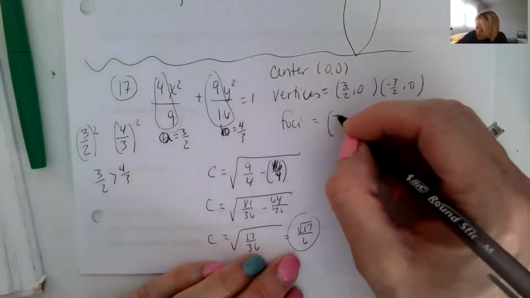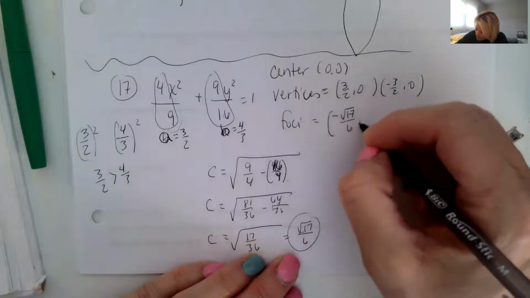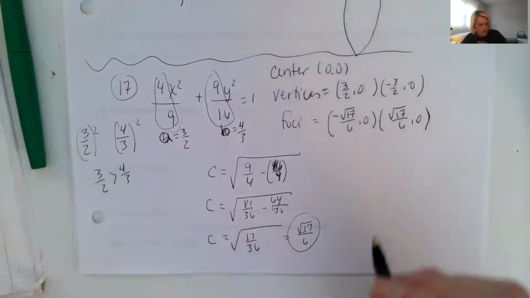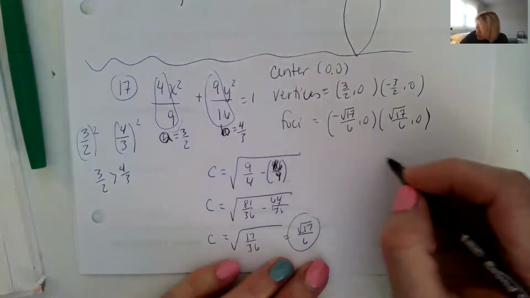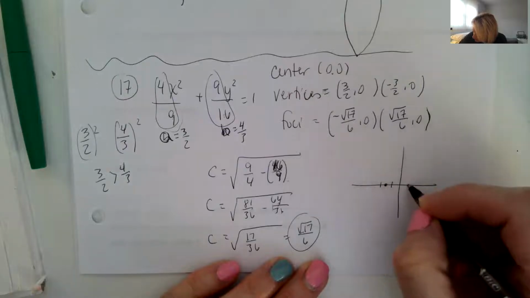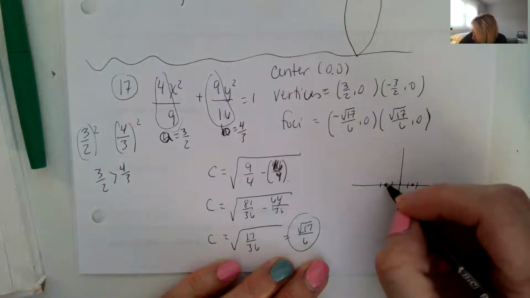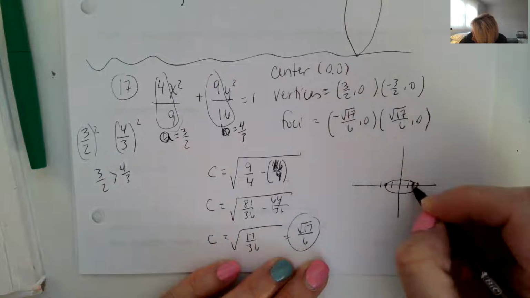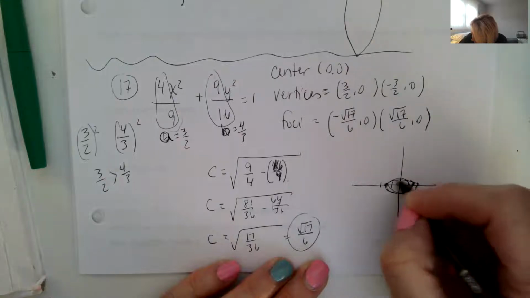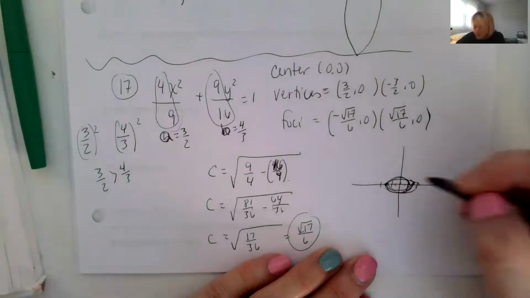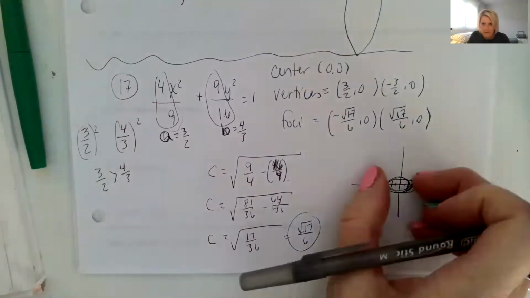So our foci are at a negative square root of 17 over 6 comma 0 and the square root of 17 over 6 comma 0. And these are 1, 2, so right there, 1, 2, so right here, and center is right here, and it's a little bit longer this way. Oops, going right here. And our foci are smaller, so they're inside there, which are harder to see. So it's going to be elongated this way.